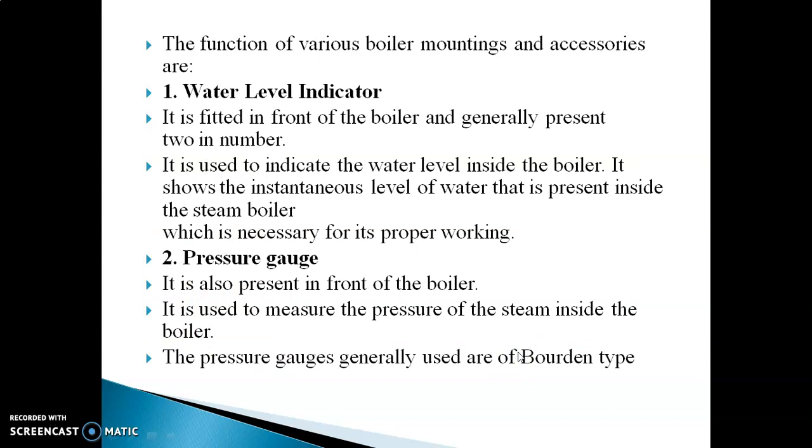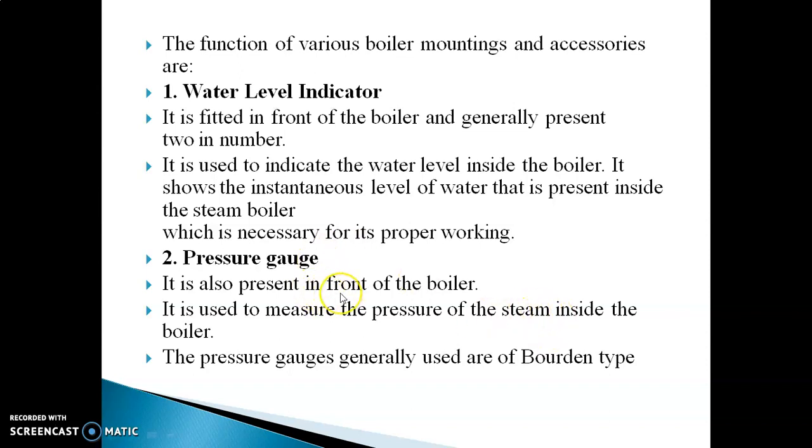Let's see the functions of various boiler mountings. Water level indicator. It is fitted on the front of the boiler. Generally there are two, which are used to indicate the water level inside the drum. Pressure gauge.